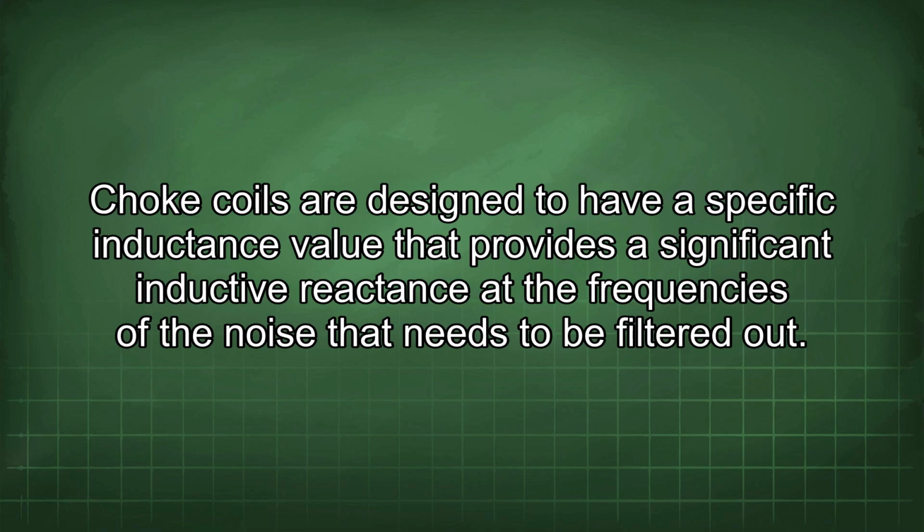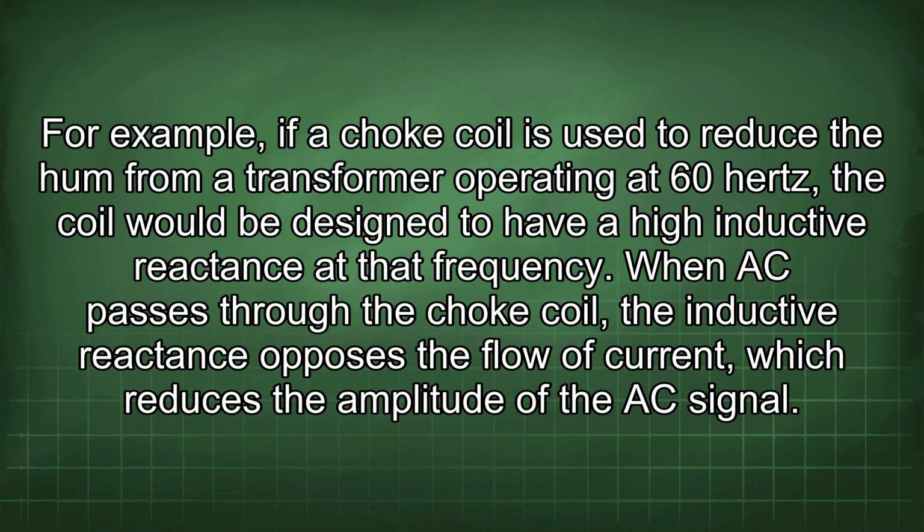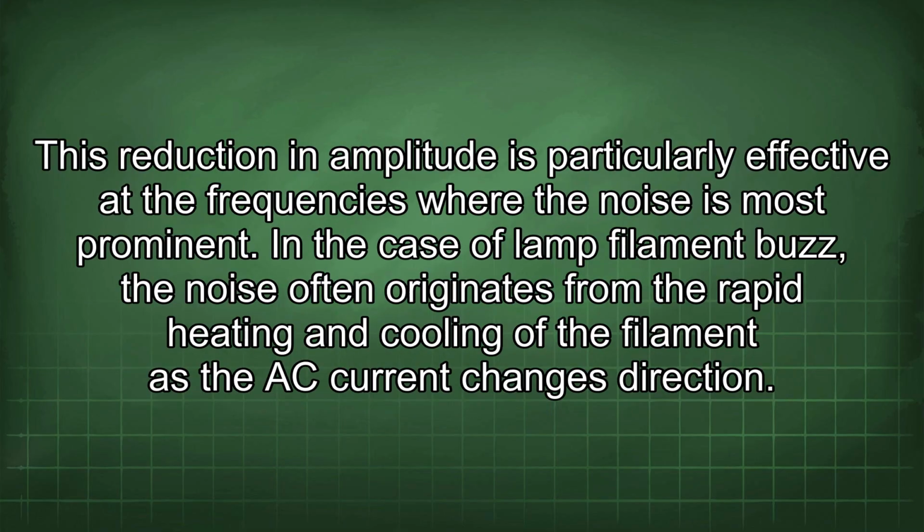Choke coils are designed to have a specific inductance value that provides a significant inductive reactance at the frequencies of the noise that needs to be filtered out. For example, if a choke coil is used to reduce the hum from a transformer operating at 60 Hz, the coil would be designed to have a high inductive reactance at that frequency. When AC passes through the choke coil, the inductive reactance opposes the flow of current, which reduces the amplitude of the AC signal. This reduction in amplitude is particularly effective at the frequencies where the noise is most prominent.